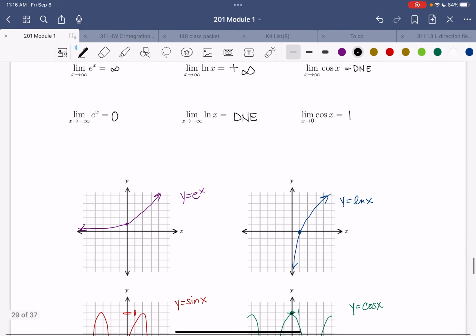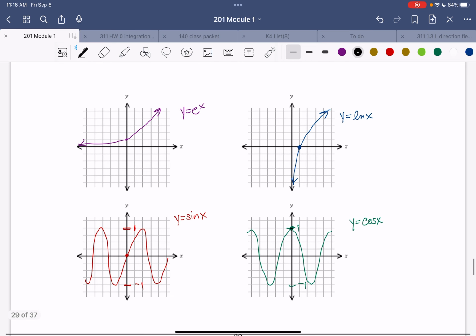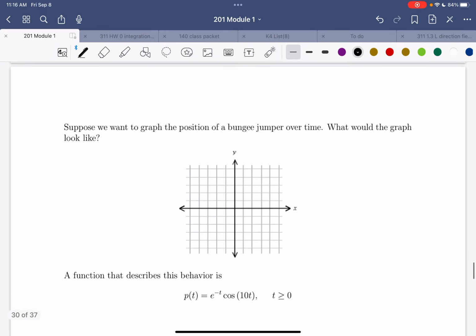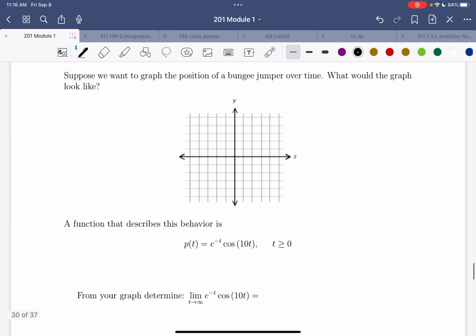Okay. So at a value, our trig functions are fine, but at infinities for sine and cosine, we get something that does not exist. So does that mean we never have limits if cosine's in our function? Not necessarily, okay? So suppose that we want to graph the position of a bungee jumper over time. What would that graph look like?